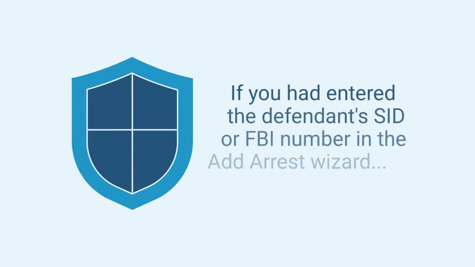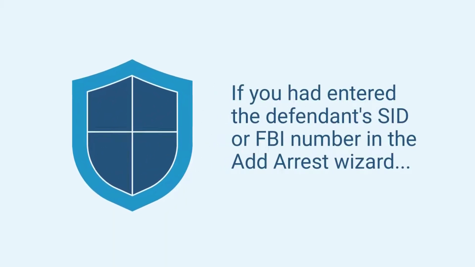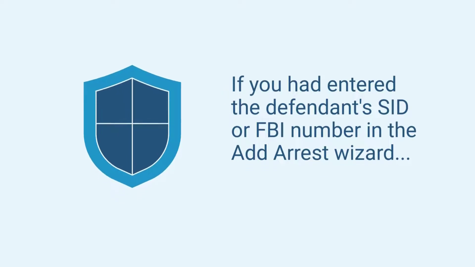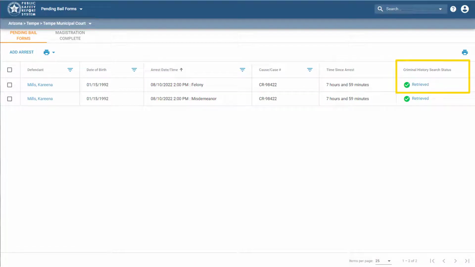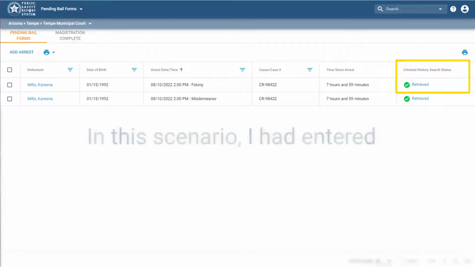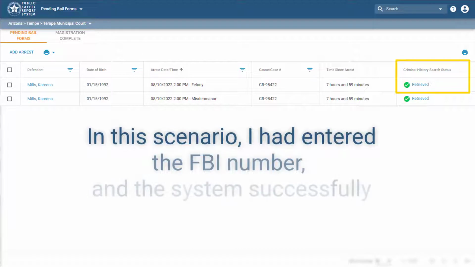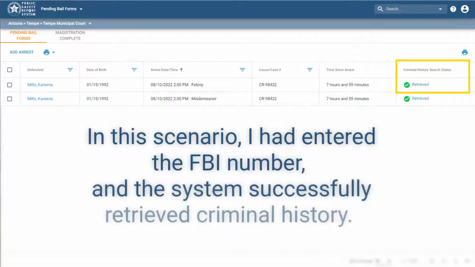If you had entered the defendant's SID or FBI number in the Add Arrest wizard, the system automatically attempts to retrieve criminal history for you. On the home page, you can see the status of the criminal history search. In this scenario, I had entered the FBI number and the system successfully retrieved criminal history.